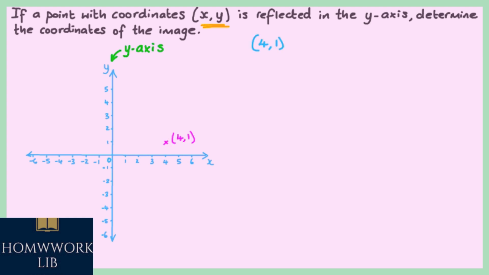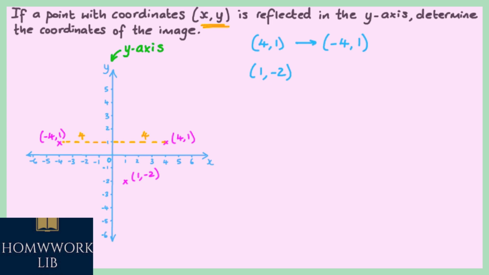We can take any point on the grid, say the coordinates 4, 1, and reflect it in the y-axis. 4, 1 is at a perpendicular distance of 4 units from the mirror line of the y-axis. So the image of this point will also be at a perpendicular distance of 4 units away from the y-axis on the opposite side. This image will be at the coordinates -4, 1.